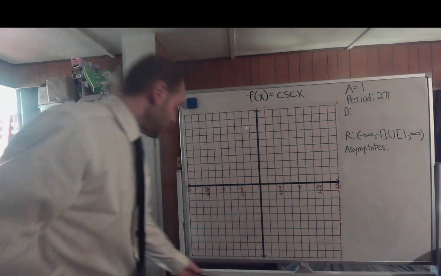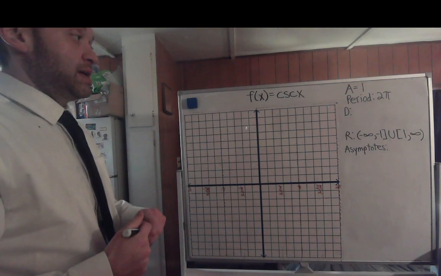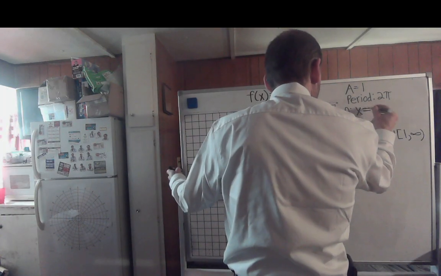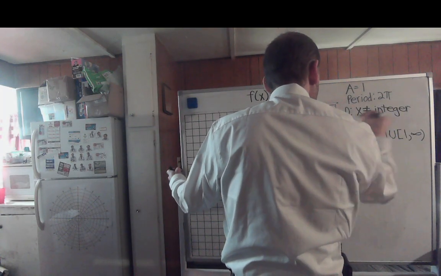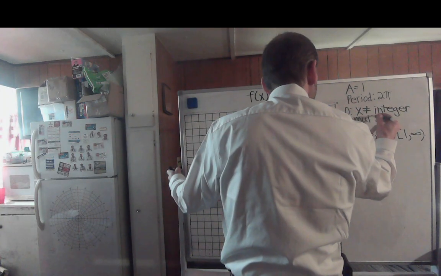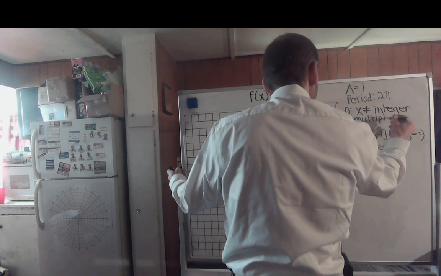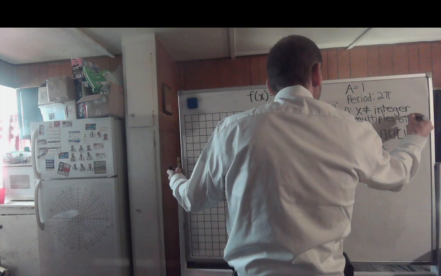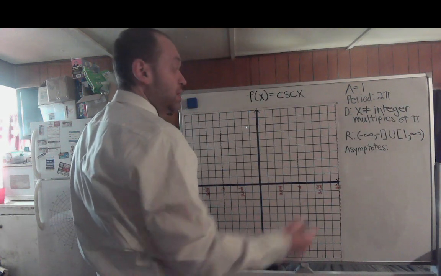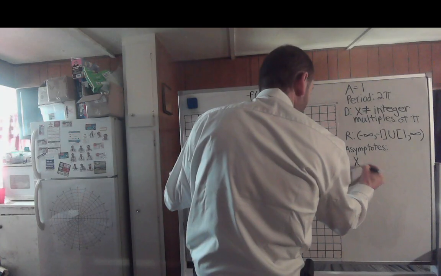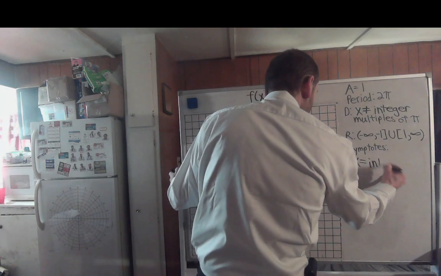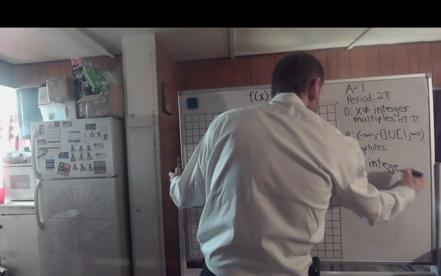Now, what does that mean? In your domain, x cannot equal integer multiples of pi. So any integer multiple of pi will be excluded because you'll get an undefined expression. So no integer multiples of pi, which means your asymptotes are going to be where x equals integer multiples of pi for the cosecant function.